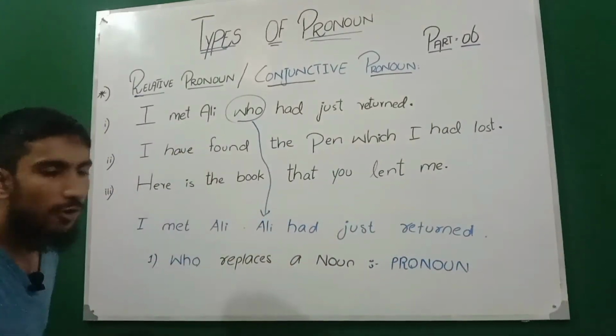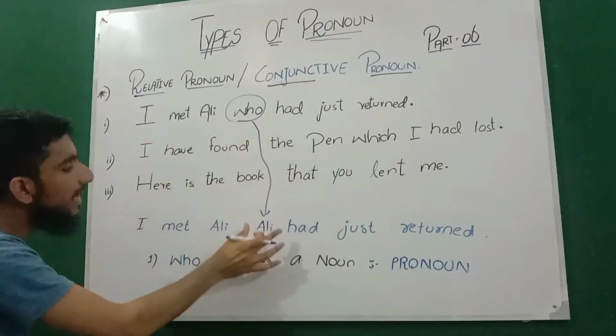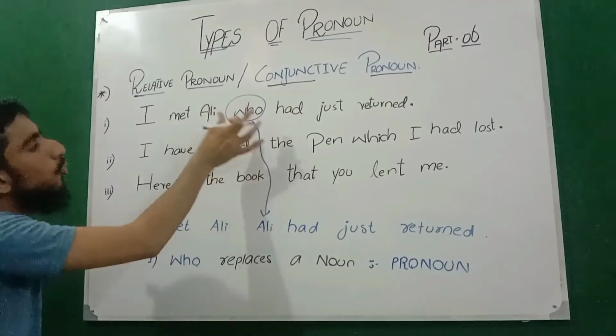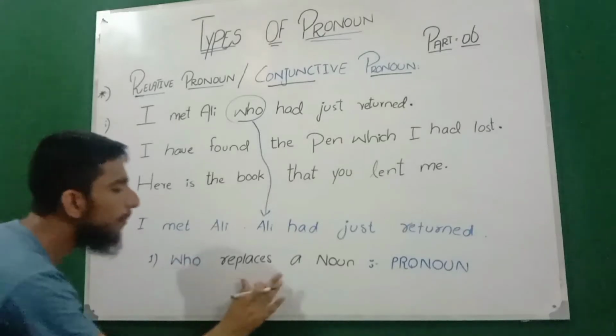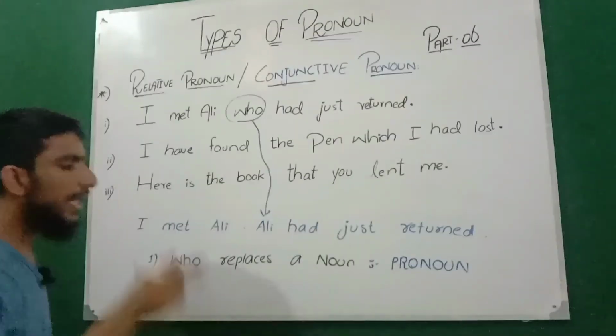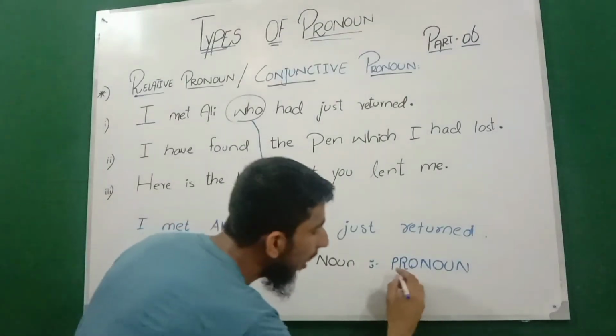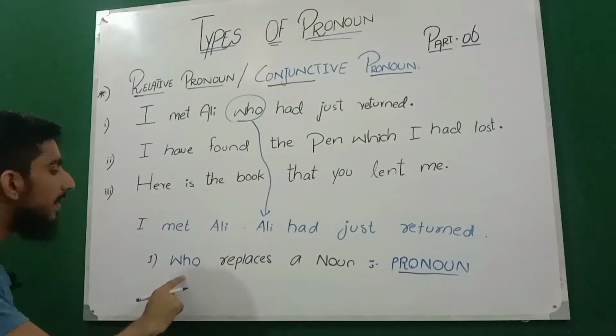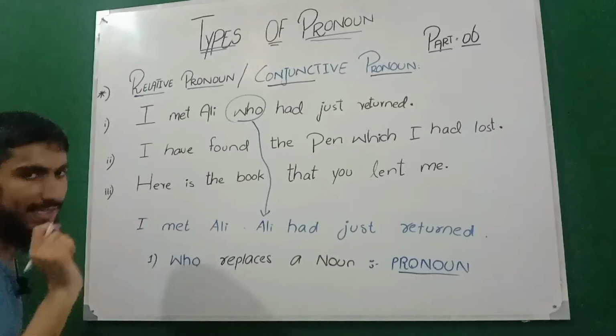Who does the first work in this sentence: it replaces a noun, Ali. Instead of Ali, we place a relative pronoun who in this sentence. That's why who replaces a noun, and a word that replaces a noun is called a pronoun. So this is the first work done by the relative pronoun who in this sentence.